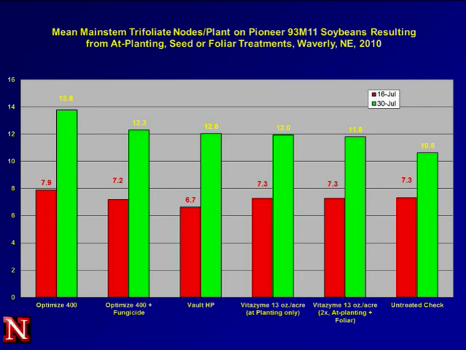In this particular graph in front of you, you'll see on the far right-hand side that on the 30th of August, the untreated check had 10.6 trifoliate nodes on the main stem. All the other treatments had 11, 12, as much as almost 13.8 trifoliate nodes compared to the untreated check. 3 more nodes at this time of year is very, very significant because it means a lot more chance for pods to set later on in the year.